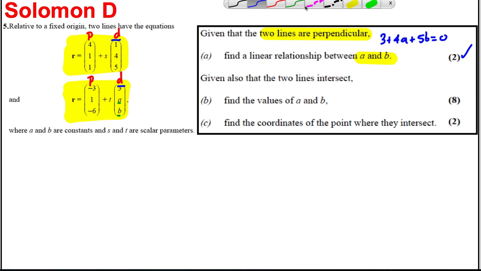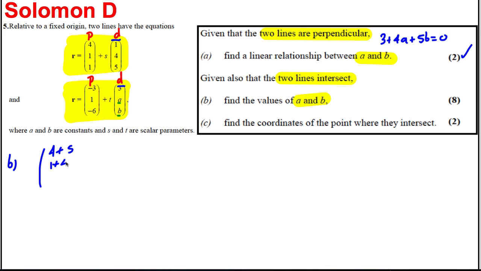Okay, we are also told that the two lines intersect, and it says find the values of A and B for 8 marks here. Now, if they intersect, we can write down the following. The column version of that is going to be (4 plus S, 1 plus 4S, 1 plus 5S), and I know they're going to be equal to this here if the two lines intersect: (negative 3 plus 3t, 1 plus At, and negative 6 plus B lots of t).